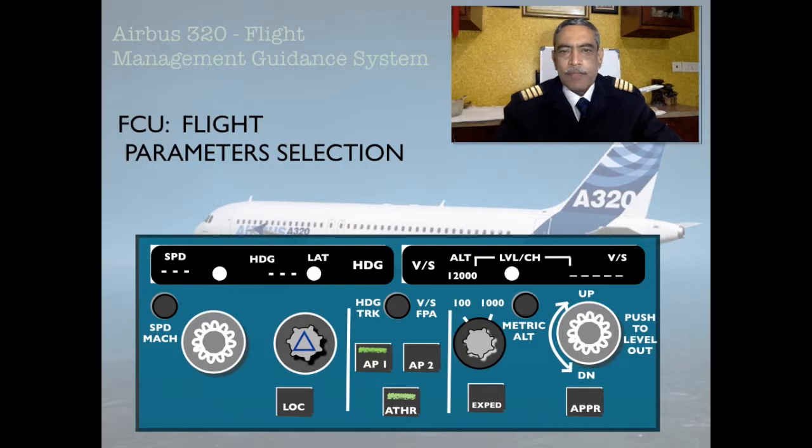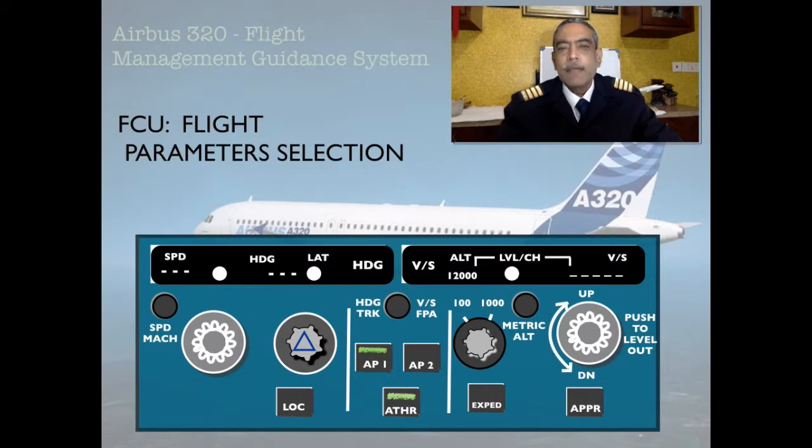Similarly, moving further to the right, there are two selections on the top which are possible, AP1 and AP2. There are two autopilots. In this case, autopilot 1 has been selected or engaged, which has been shown by highlighting the green light. And right below is the auto thrust engagement status. As highlighted by the green light, the auto thrust has been engaged.